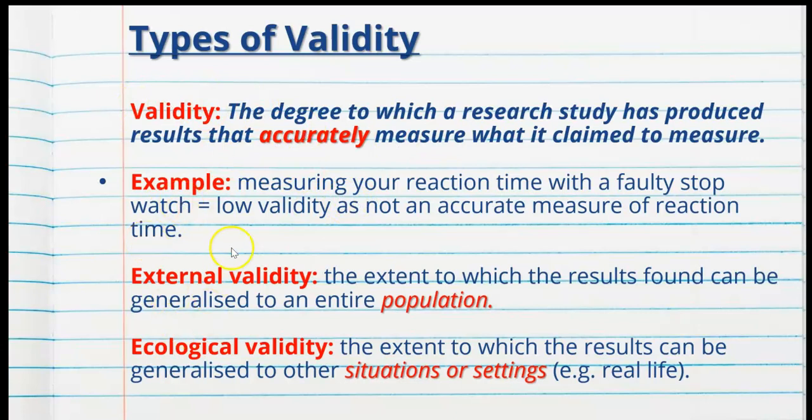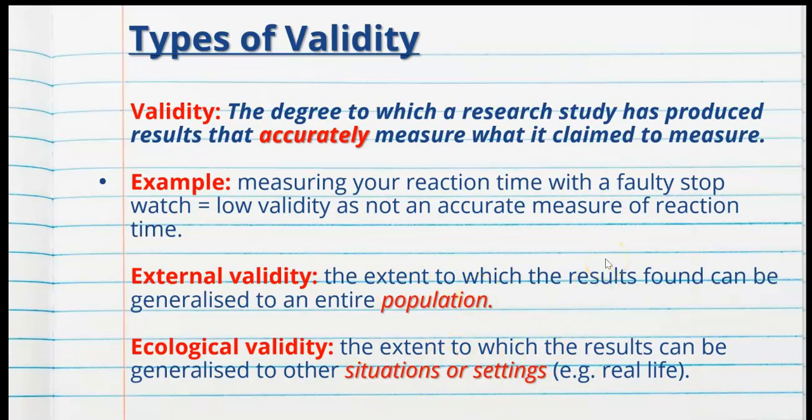Now, there are also other types of validity. There is external validity, the extent to which the results found can be generalized to an entire population, and ecological validity. This is the extent to which the results can be generalized to other situations or settings. So external and ecological are very, very similar, but the main difference between them is that external validity is applied to the people or population, whereas ecological validity can be generalized or applied to situations or settings. So this is the people, this is the place, in other words.